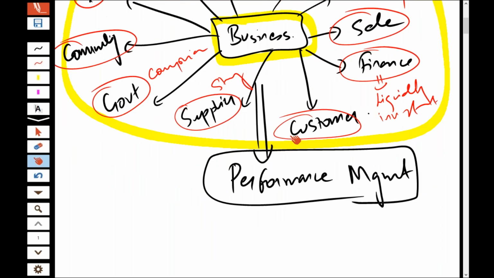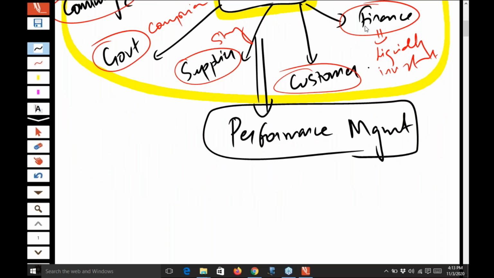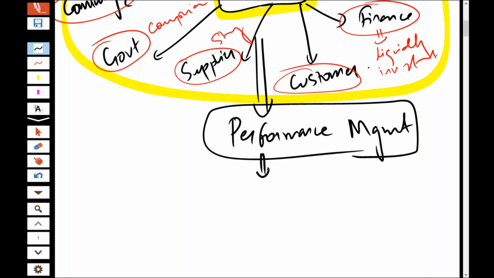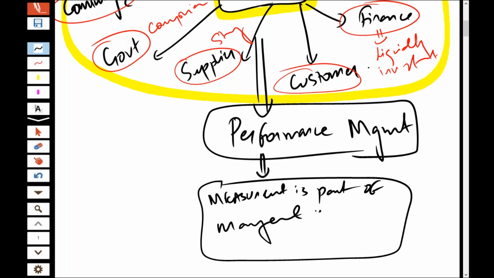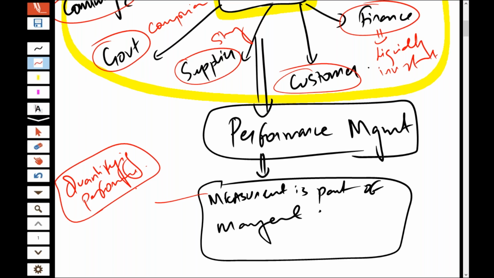Now, similarly, when we talk about the concept of performance measurement, a lot of students have given an answer. What I'm going to say is that performance measurement is part of management. What do we mean by measurement? Measurement is simply quantifying performance. It is actually giving a value to the performance.